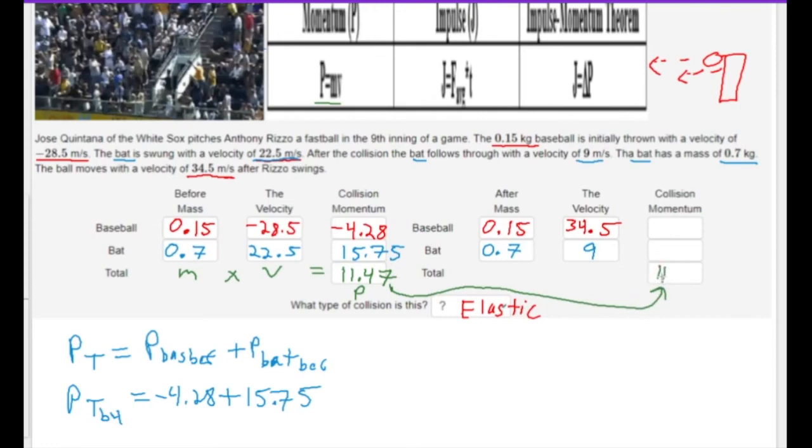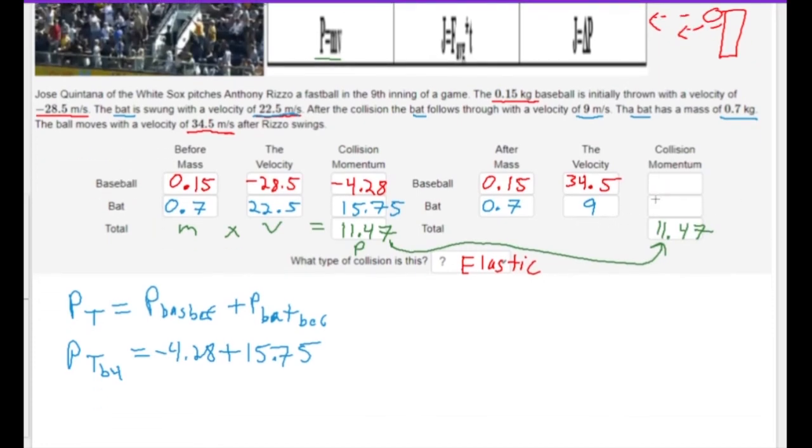What's interesting is that the total momentum before should be the same as the total momentum after. So these two things are going to be exactly the same, which is what we would expect because we know that momentum is always conserved. Now we just need to go ahead and figure out what these two things are over here. And again, we've been given so much data that this should actually be pretty easy to solve for, and we can do that just like we did before.